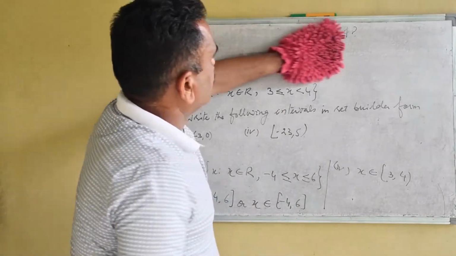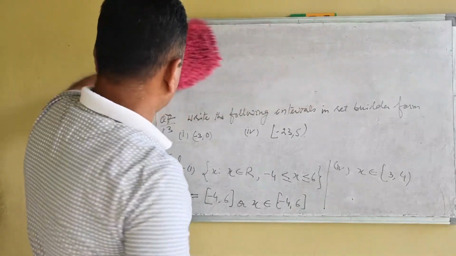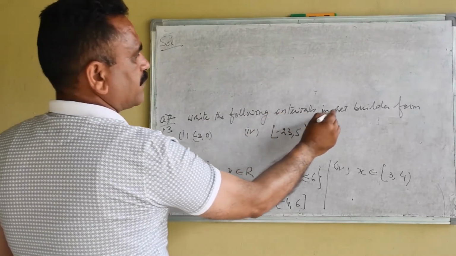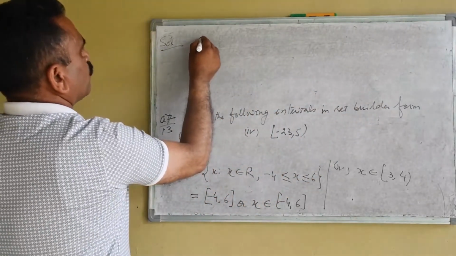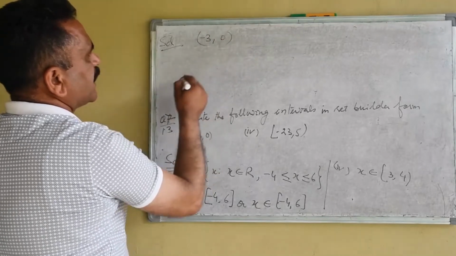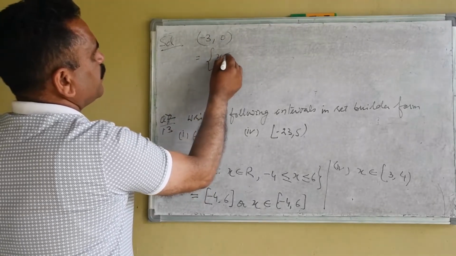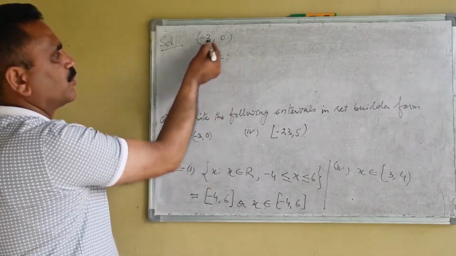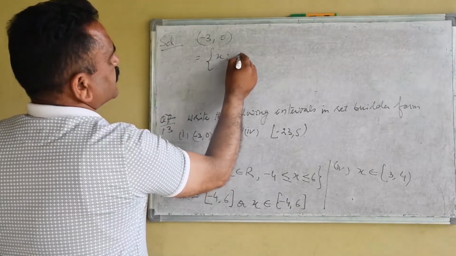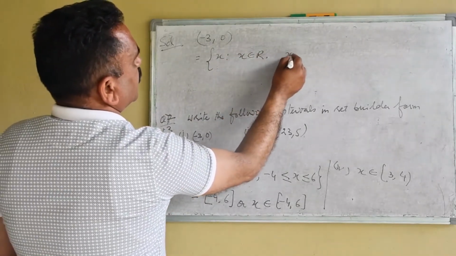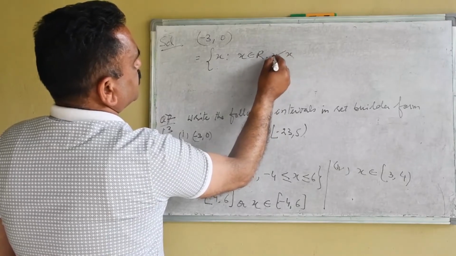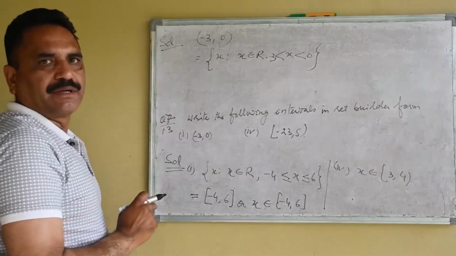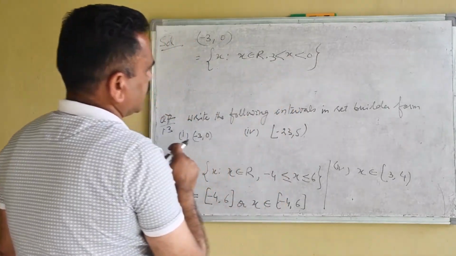Similarly, we can find the solution of question number 7. Write the following intervals in set builder form. So (minus 3, 0): how can we write it? x belongs to {x such that x belongs to R and x is greater than minus 3 and less than 0}, because on both sides there is an open interval, so there will be no sign of equality there.